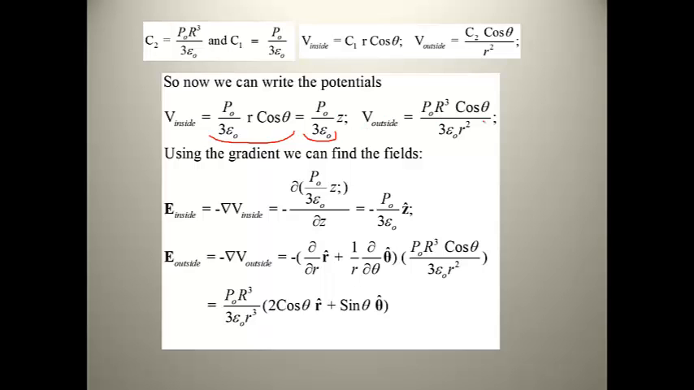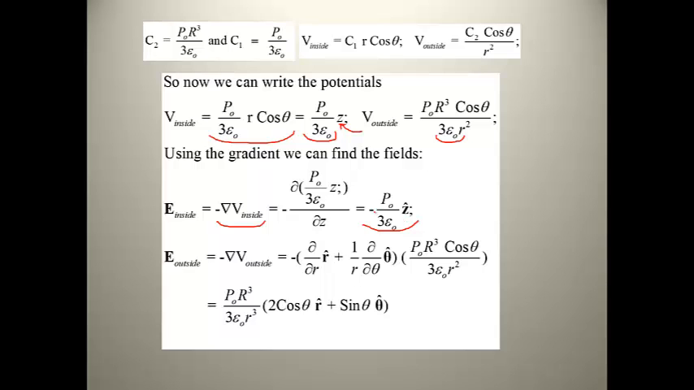Outside, we get this expression here, so we have P0 R capital R cubed, and then times cosine theta with this down below. So using the gradient, we can find the fields, and so again the gradient of the E inside will be evaluated in the Cartesian system because we have Z dependence here. So taking that gradient, we end up with this expression here for the E inside.